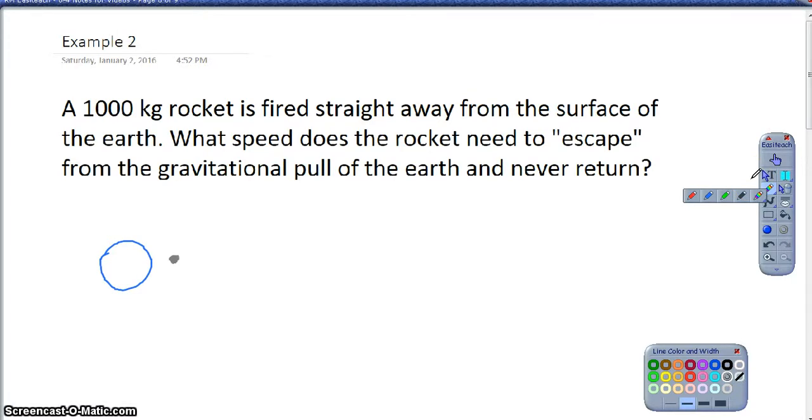So a 1,000 kilogram rocket is fired straight away from the surface of the Earth. What speed does the rocket need to escape from the gravitational pull of the Earth and never return?